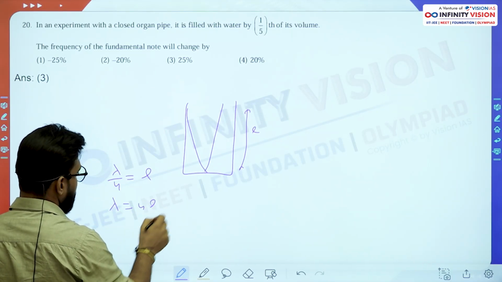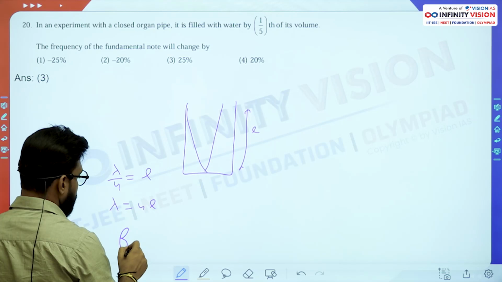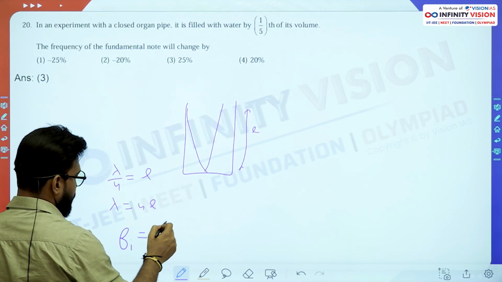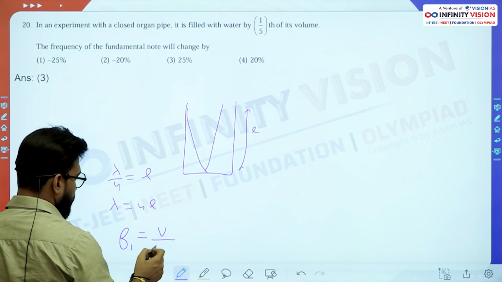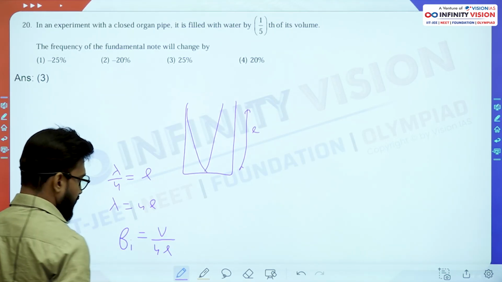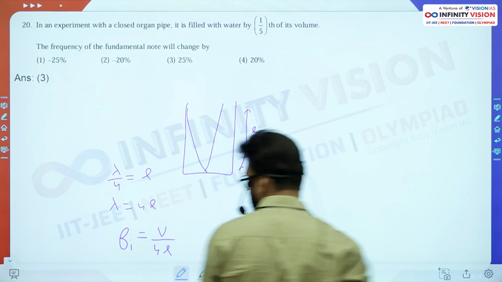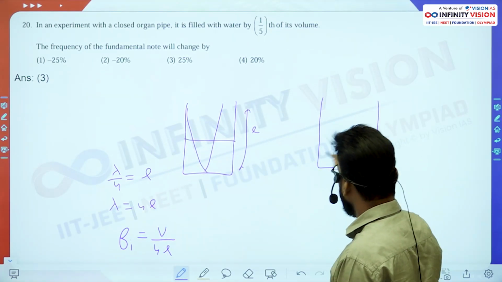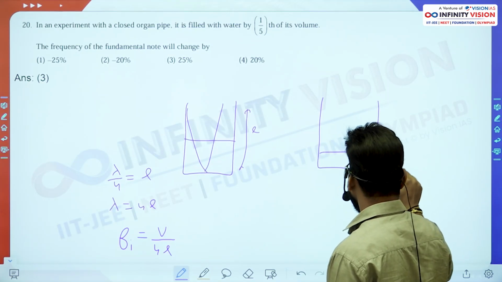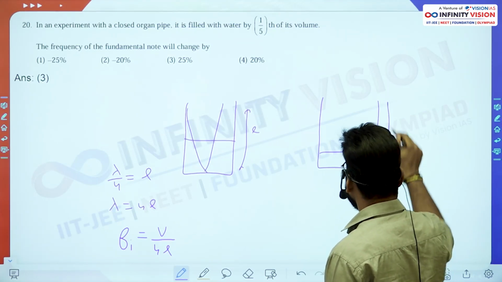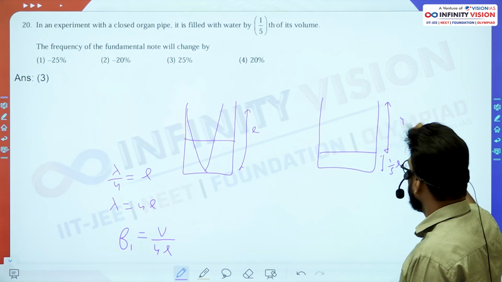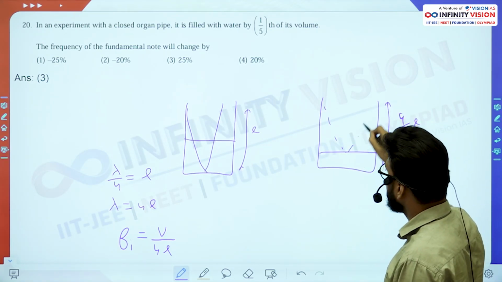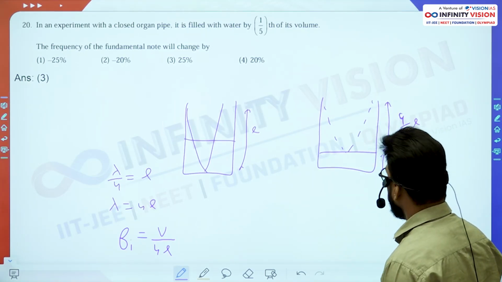So lambda comes out to be 4L, and the initial frequency Fi is speed of sound divided by this wavelength, which is 4 into L. Okay, so this was the initial fundamental frequency. If it is filled by 1/5 of L, the only portion which is left is 4/5 of L, in which you'll get a sound wave.